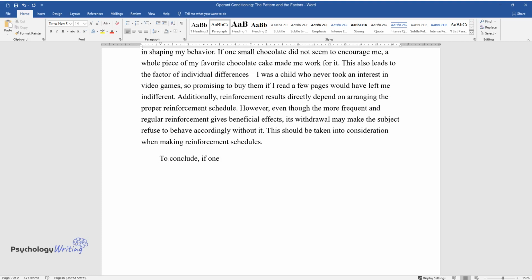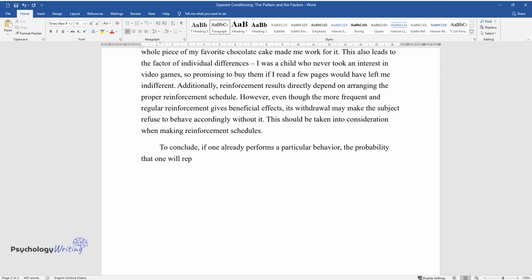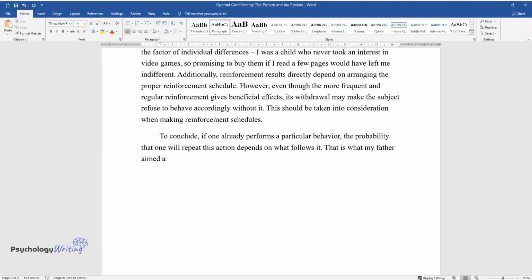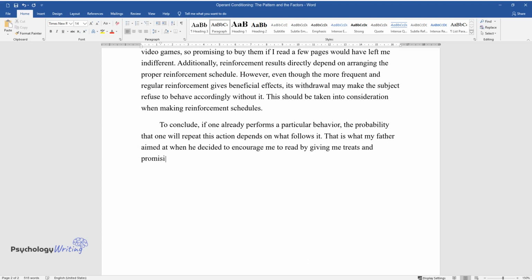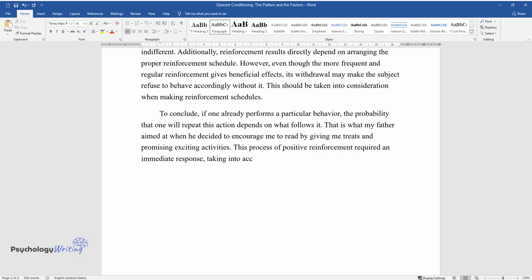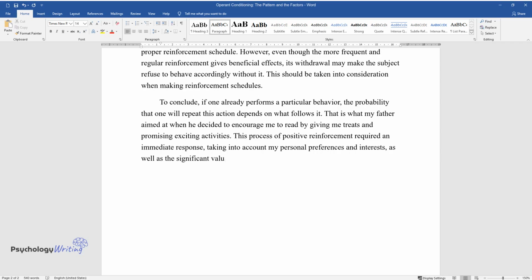To conclude, if one already performs a particular behavior, the probability that one will repeat this action depends on what follows it. That is what my father aimed at when he decided to encourage me to read by giving me treats and promising exciting activities. This process of positive reinforcement required an immediate response, taking into account my personal preferences and interests, as well as the significant value of this reinforcement.